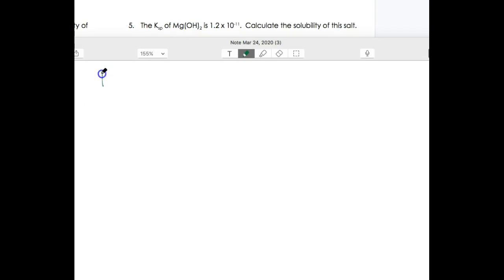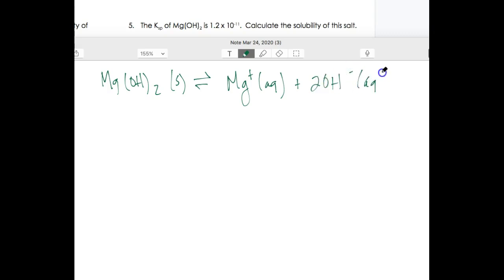Okay, so hopefully you guys tried. I'm going to write my equation, Mg(OH)2, magnesium hydroxide, and it's a solid. It's going to dissolve. And you have 2 hydroxides, right? And it says that KSP is given to us. So what is the solubility of this salt right here? What we're going to have to do is figure out what these concentrations are in order to figure out this one right here.